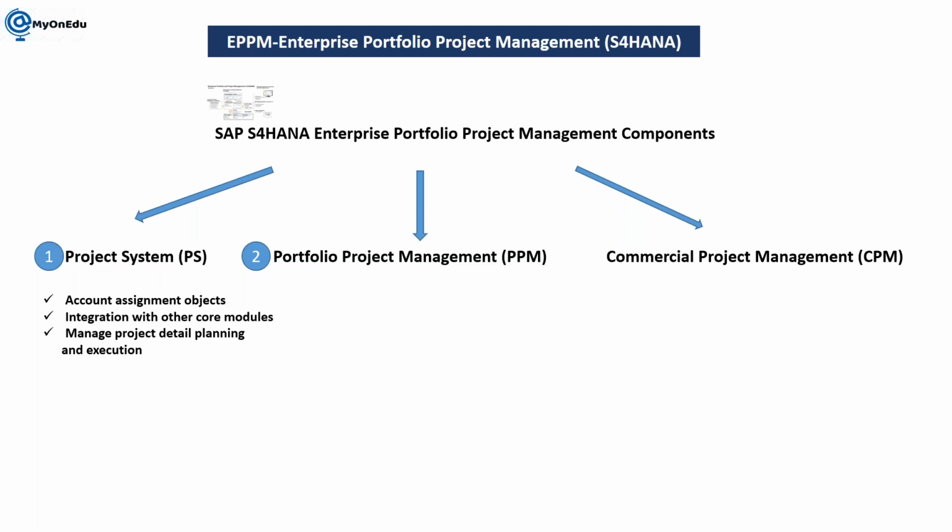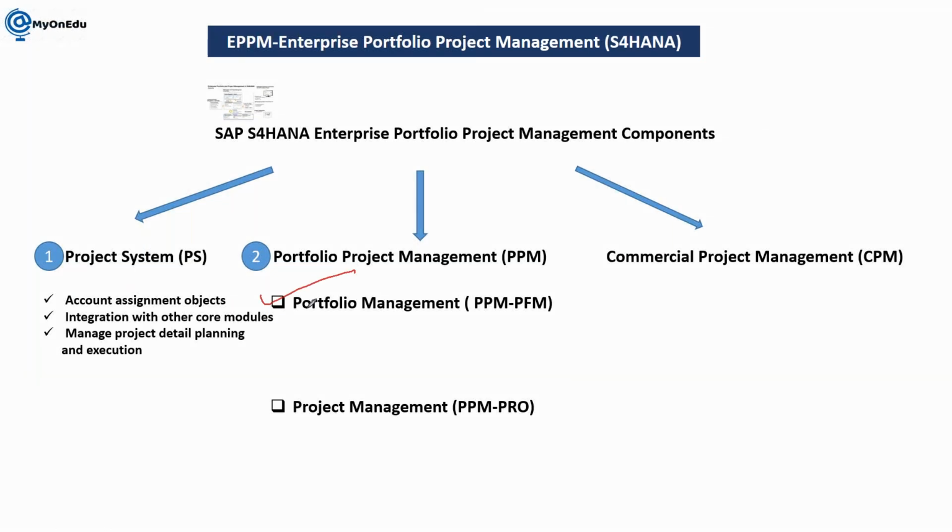In Portfolio and Project Management, we have two components. One is portfolio management, another is project management. Portfolio management is for managing your portfolios. Project management is for the core project where you are executing, starting from initiation, planning, and then execution, and then monitoring. But before even that, you need to finalize your requirement.